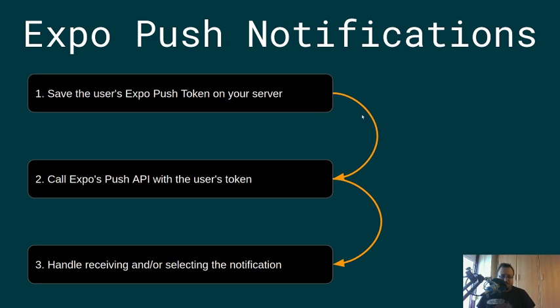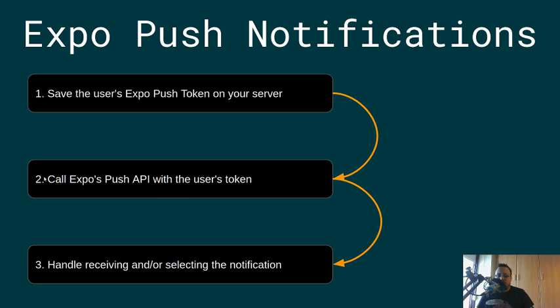So push notifications work in three parts. For the first part, we save the user's Expo push token in our server. We have to identify which device is which, so we know that this is my Carlos phone. So if we want to notify Carlos, we have to send it to the device where I have a push token that identifies this phone. This is that token.